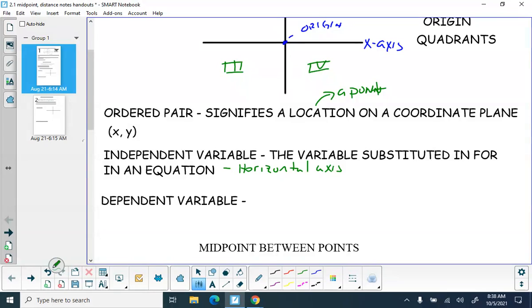Most of the time it is the x variable. We will use the x variable, but sometimes, when you're talking about physics and science, it will be time. You'll use the variable of time down there as your horizontal axis or your independent variable, the variable that you substitute in for as your time.